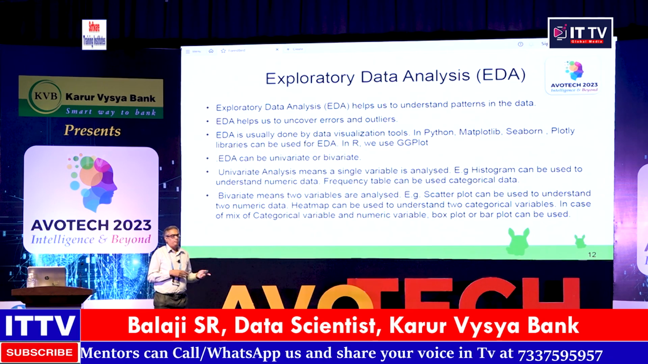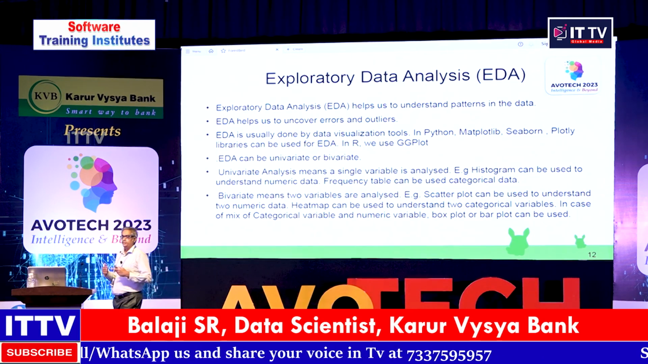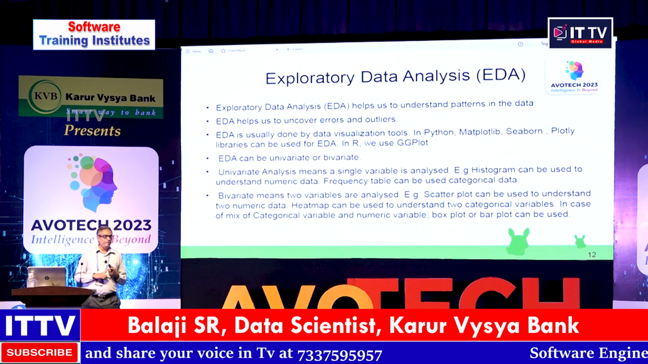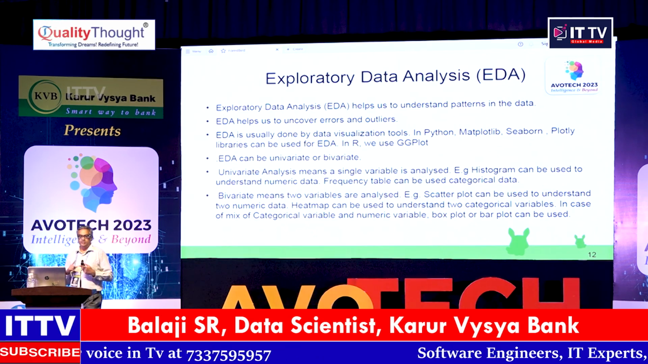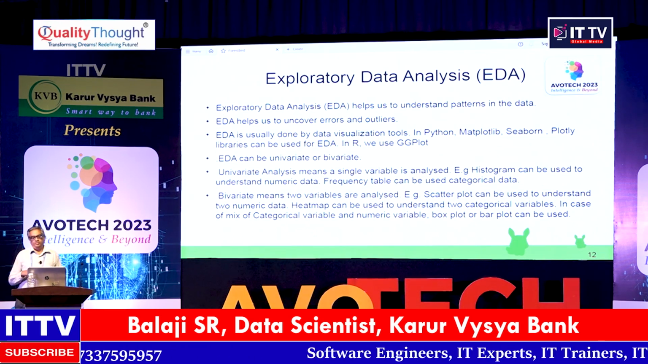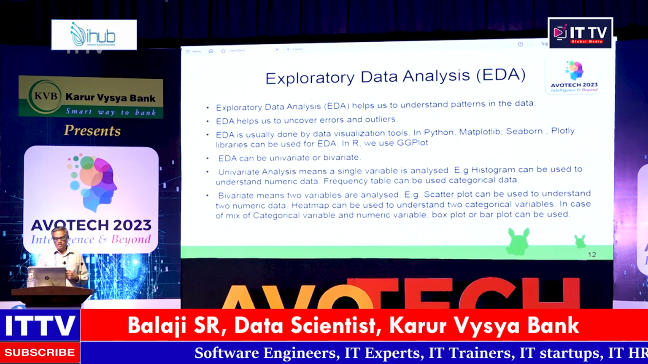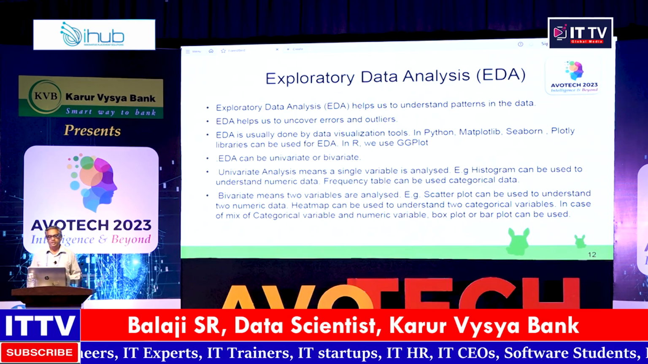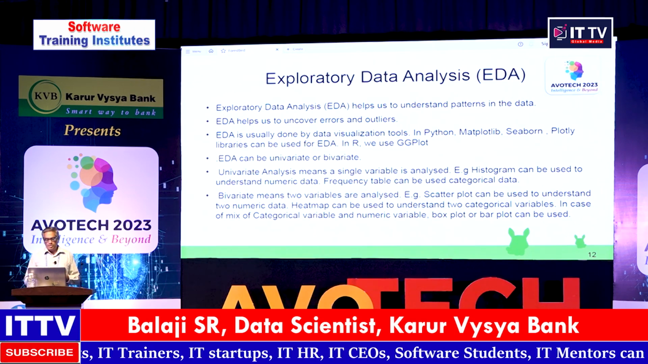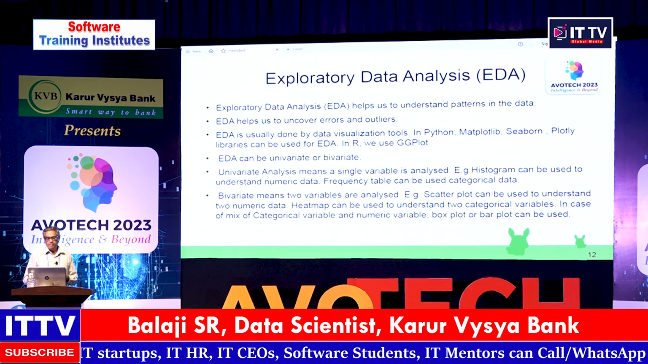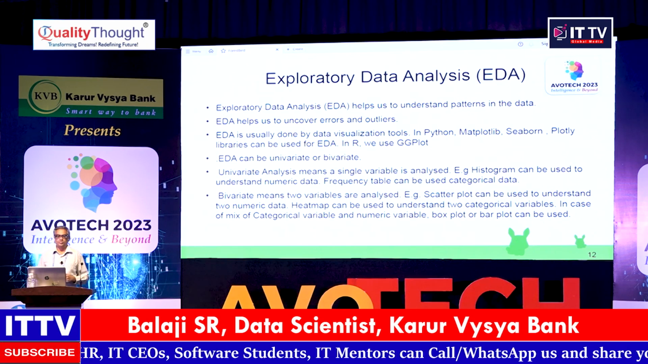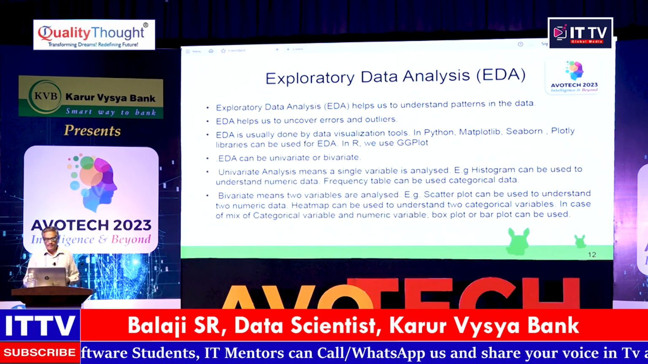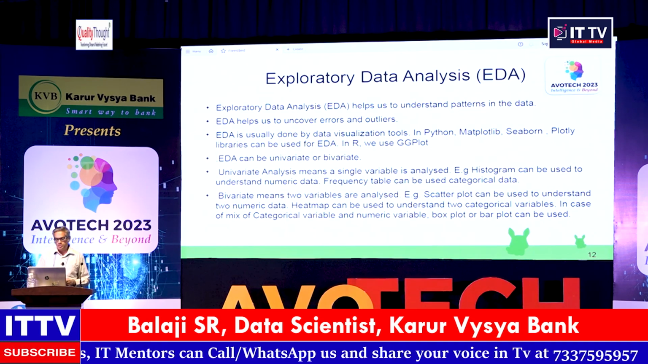So your EDA can be univariate or bivariate. Univariate is using only one variable. Bivariate, using 2 variables. So if it's univariate, probably you can use histogram to get a feel of the data, then frequency table. Bivariate, you can use scatter plot. I can use heat map. I will show you in the notebook also.